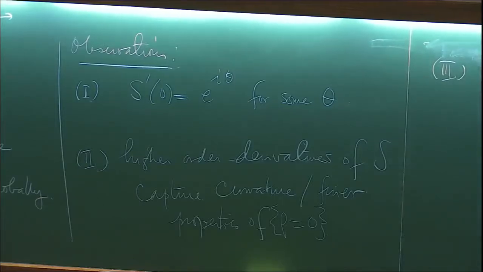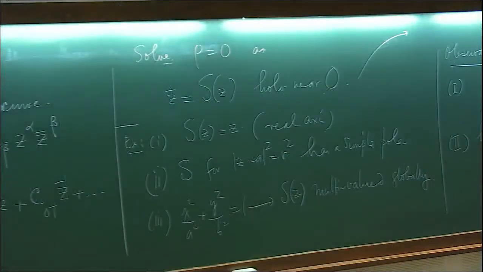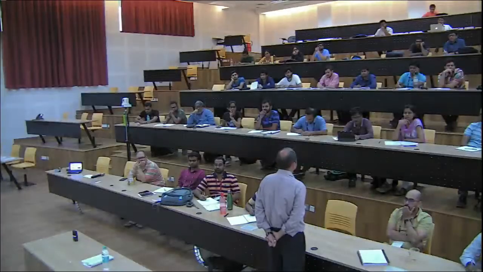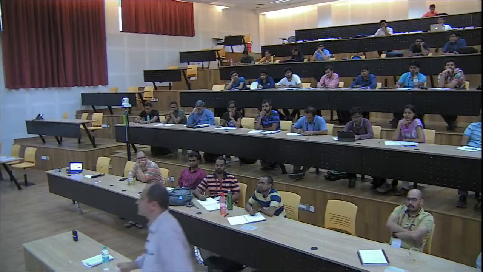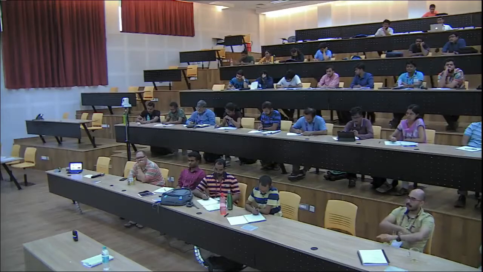And just as a warm-up, you could ask the following question. Well, if you look at the first example, S was an entire function, the simplest possible entire function in some sense. So you could ask, suppose I give you a smooth real analytic curve. When is the Schwarz function an entire function? Let's try and answer that question. You'll get a sense of what's involved here. So when is S entire?